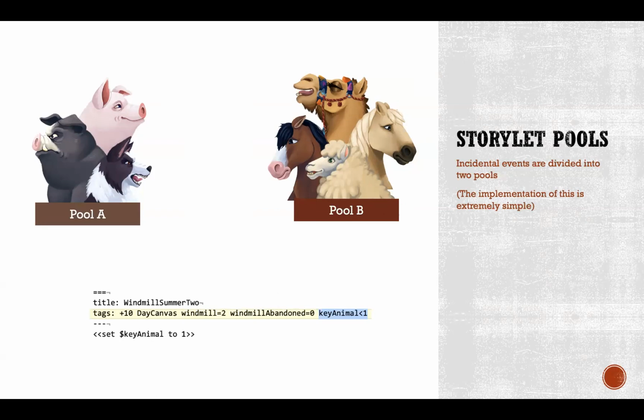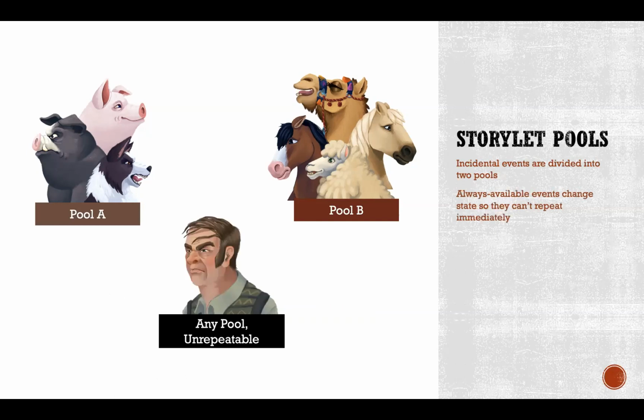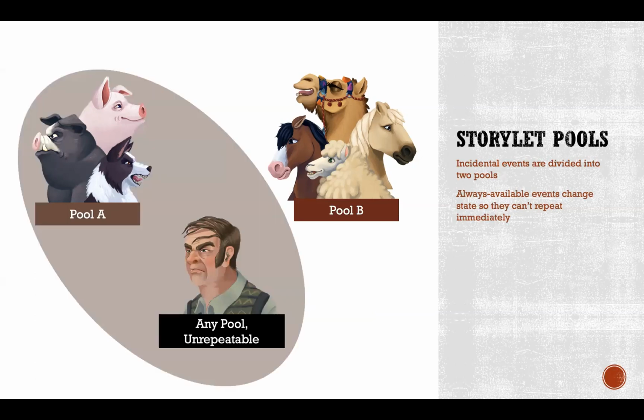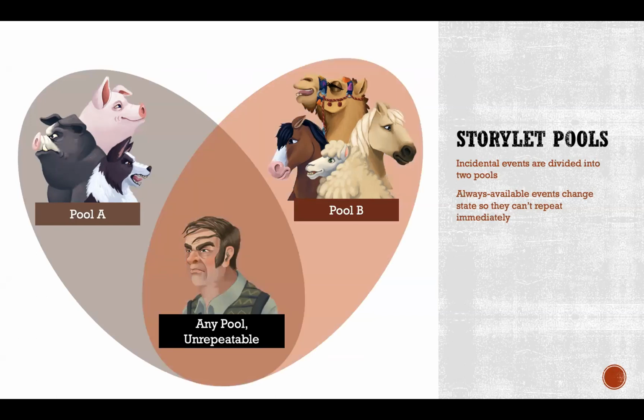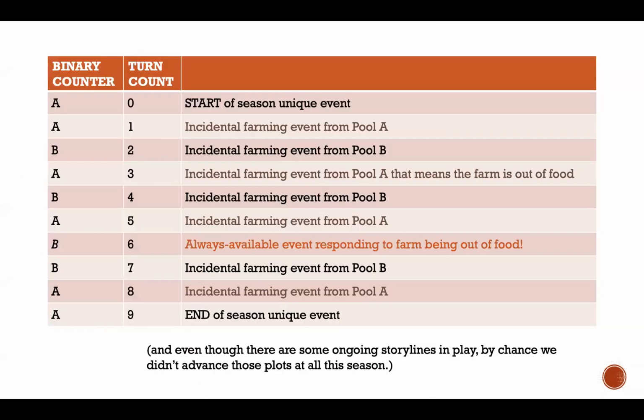And all it's doing is setting a variable back and forth and saying, okay, this set of things is available when this variable is 0 or 1. And then we also have a certain set of storylets in addition to those that can happen anytime. So when we're looking at pool A things, we might have either of those sets of storylets. If we're looking at pool B things, we might have either of those. And so that creates this alternation where we are at least avoiding the repetition.